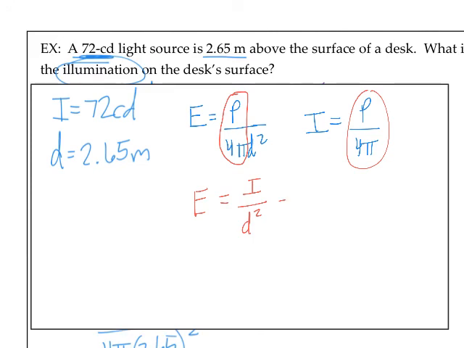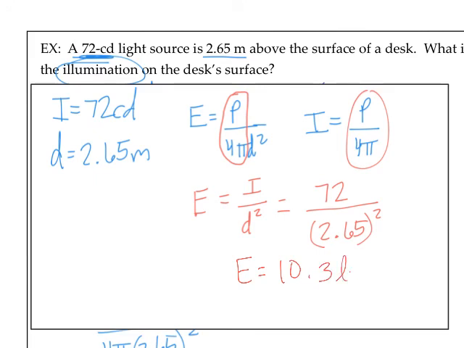So let's plug the numbers in and see what we come up with. If we divide 72 over 2.65 squared, we get an answer of 10.3, just like we did before. So you can work this multiple ways, and remember that you want to pay attention to your units so that you can identify your variables correctly.